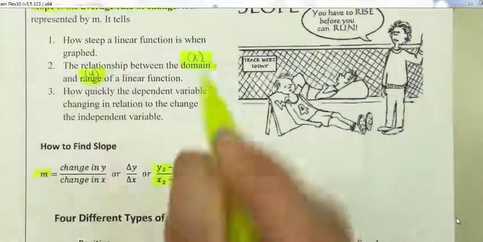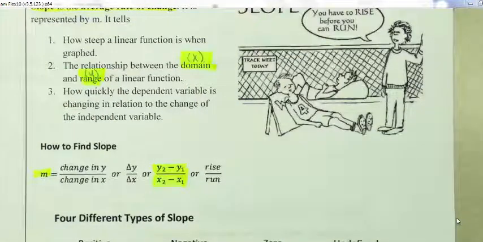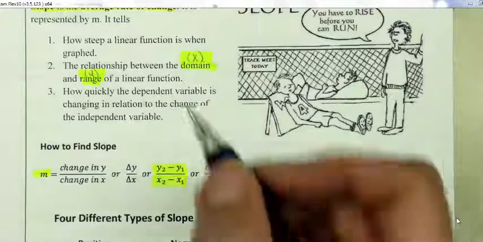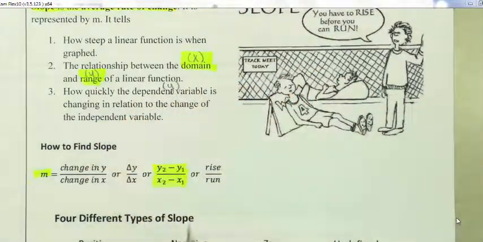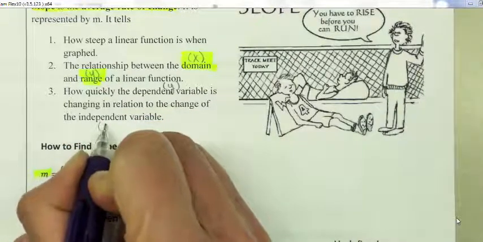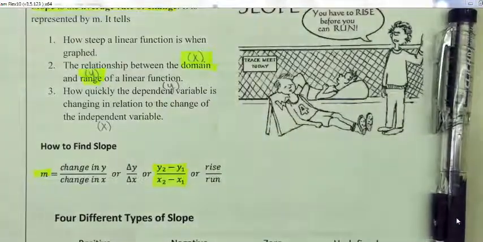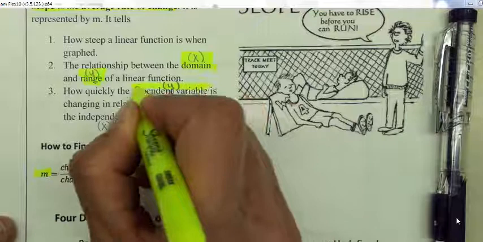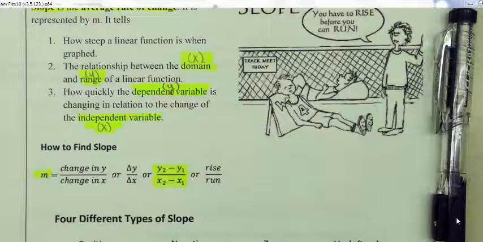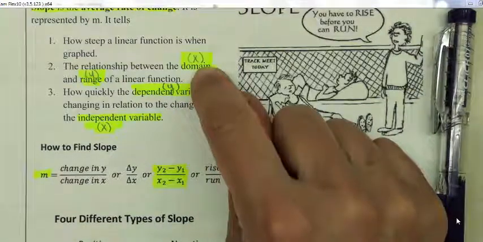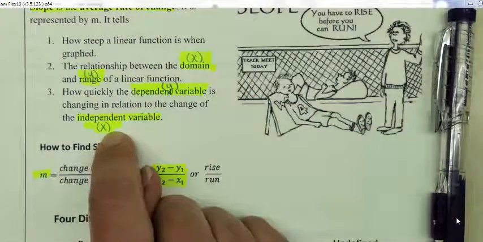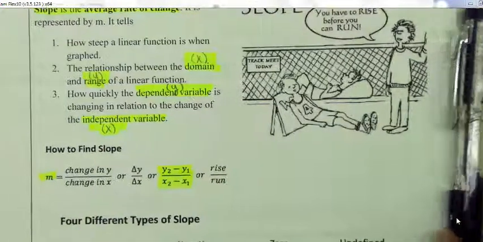Domain, range, relationship between the domain and range, the x and the y values. It also tells us how quickly the dependent variable, remember the dependent variable is the same as the y's, the outputs, is changing in relation to the change of the independent variable. Remember, independent variable, inputs, or x values. So I'm also going to highlight that. The dependent variables, the y's, independent variables, the x's. These are just different ways of talking about inputs and outputs, right? Domain is inputs, x values, range is outputs, y values, dependent variables, also the y values, the outputs, independent variables, also the inputs. Those are all really important vocabulary words.